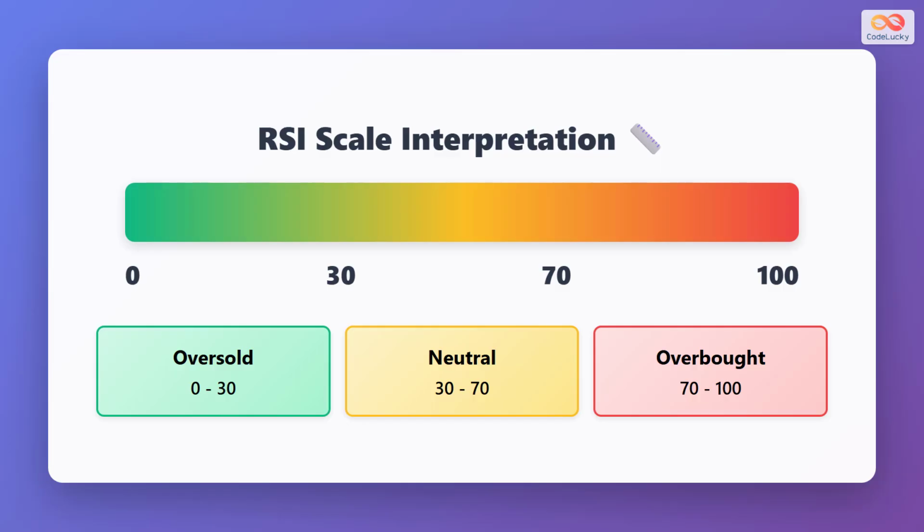The RSI scale is divided into 3 key zones. The oversold zone ranges from 0 to 30, indicated in green. The neutral zone spans from 30 to 70, shown in yellow. The overbought zone extends from 70 to 100, marked in red. Understanding these zones is crucial for interpreting RSI signals correctly.